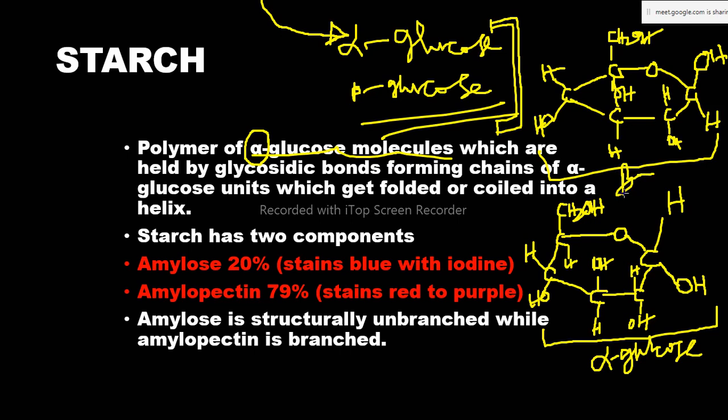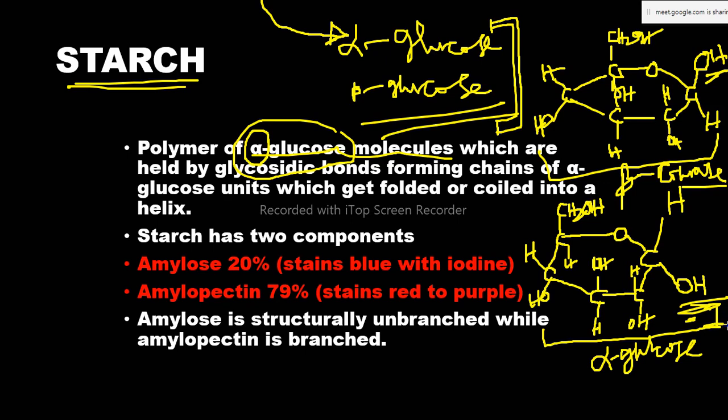So in beta glucose, the OH on carbon 1 is oriented upwards. Okay, and in alpha glucose, the OH on carbon 1 is oriented downwards. I think this difference, yes, we shall see its significance. Now in starch, it's a polymer that is formed from condensation of alpha glucose molecules, these ones.